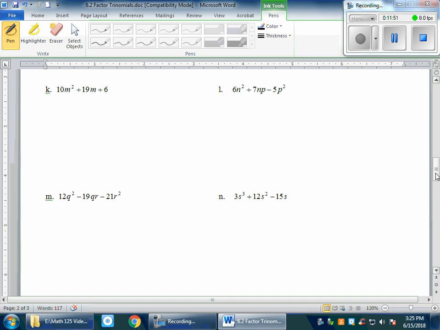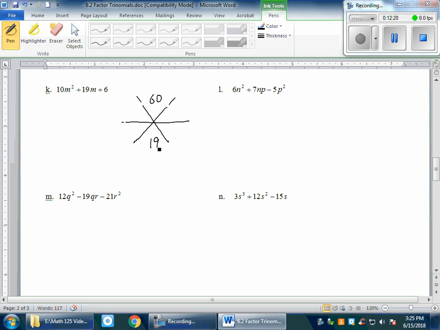So in this case, we don't have the greatest common factor, so I'm going to try to find my a and then c, which is a times c, 10 times 6, 60, and we are interested in getting my b, which is positive 19. We need to multiply two numbers together to get 60 and then add up to 19. So I can multiply two negative numbers or two positive numbers to get 60, but it must be two positive numbers because when we add them up, it should be positive 19.